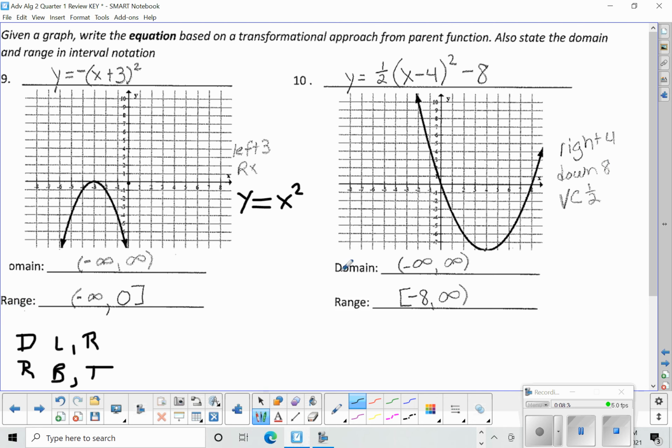Again, every single quadratic, every single x squared will be negative infinity to positive infinity for my domain. The range, the bottom of this graph is at negative 8, and it can actually equal negative 8. So it's a bracket. And then when I'm looking at it, the arrows go up forever, so it continues up to positive infinity.